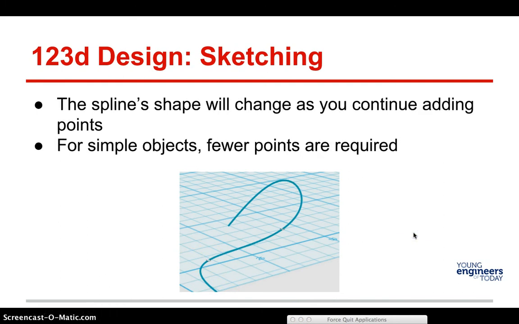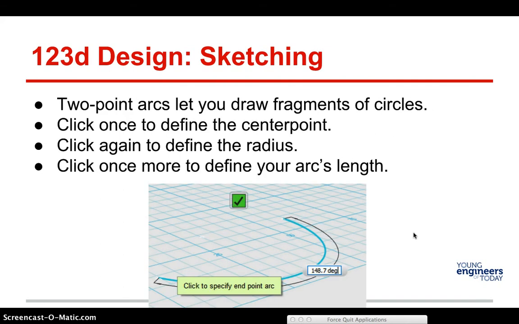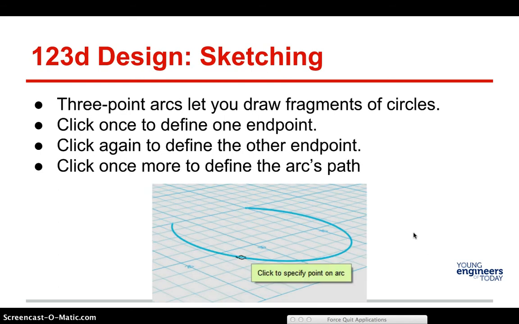The spline shape will change as you continue adding points. For simple objects, fewer points are required. The more you add on, the more complex it gets. Then you have the 2-point arcs, which let you draw fragments of circles. Click once to define the center point. Click again to define the radius. Click once more to define your arc's length.